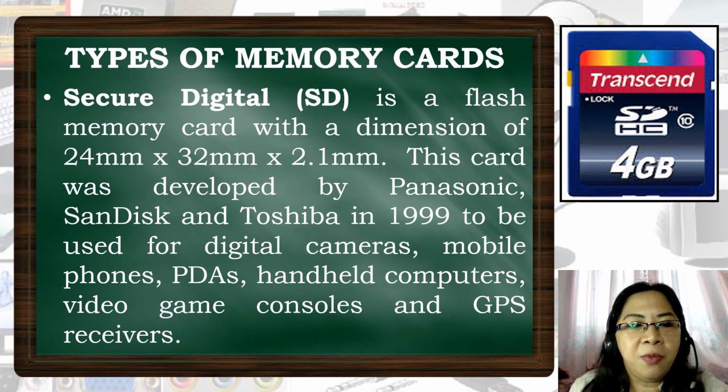Another type of memory card is the Secure Digital or SD. It is a flash memory card with a dimension of 24 millimeters by 32 millimeters by 2.1 millimeters. This card was developed by Panasonic, SanDisk, and Toshiba in 1999 to be used for digital cameras, mobile phones, PDAs, handheld computers, video game consoles, and GPS receivers.